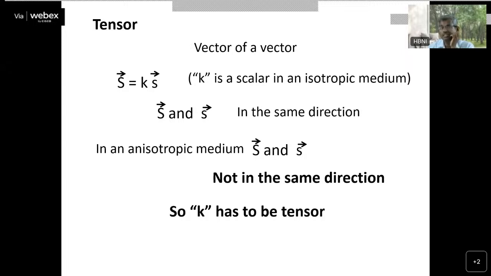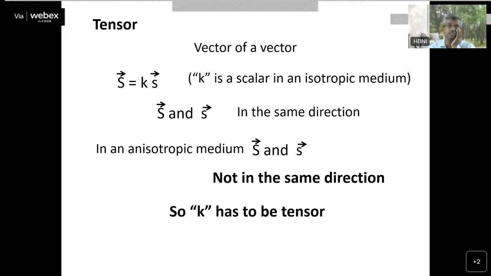A tensor is related to a vector. Normally for a vector, what we write, for example, as I have shown here, capital S is a vector, equal to K times small s. Small s and capital S are vectors, and K is a constant, a number. We can say it is nothing but a scalar.